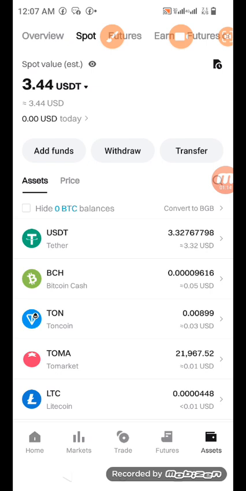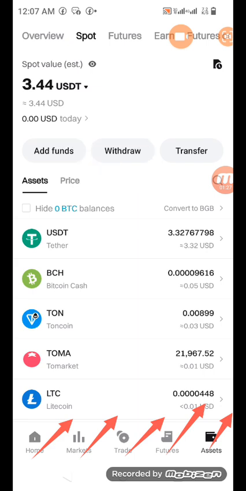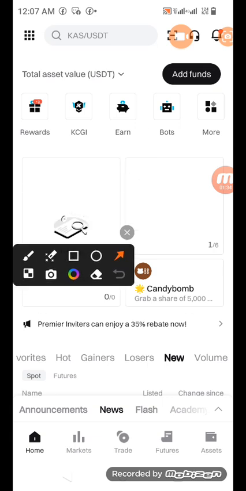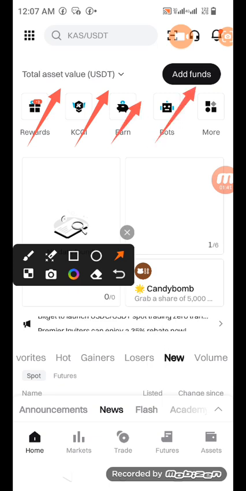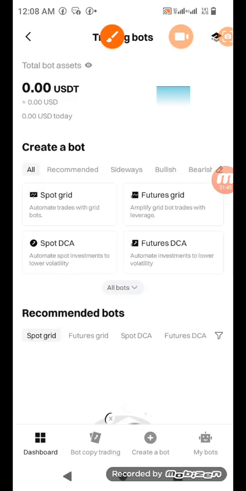Now, while you're on Bitget, you can see all these buttons down where you have the home page, the market, the trade, the futures, and assets. All you need to do is click on the home page. When you click on home page, you are still going to see all these top pages here: rewards, KG, CGY, GIN, bots, and more. Please click on bots.